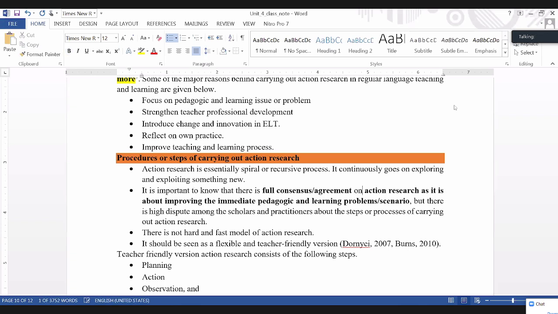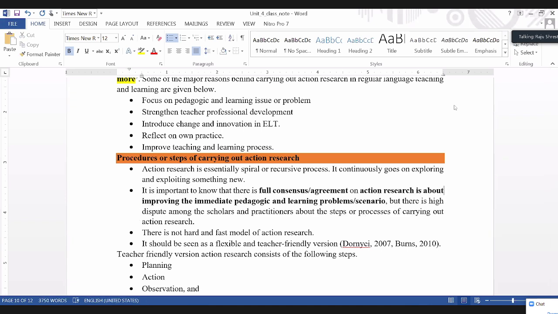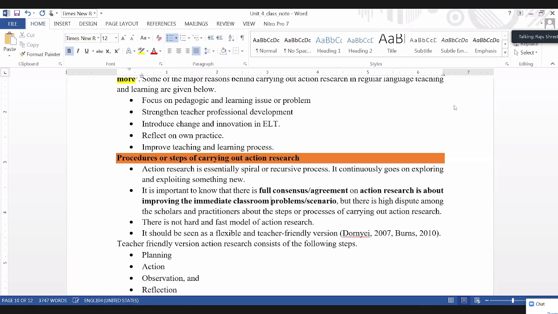Agreement on what? Full agreement on action research is that it is about improving the immediate classroom problems. On this there is agreement; everybody accepts, everybody agrees on this point. But there is high disagreement among the practitioners and scholars on the steps or processes of carrying out action research. So this we have to understand.